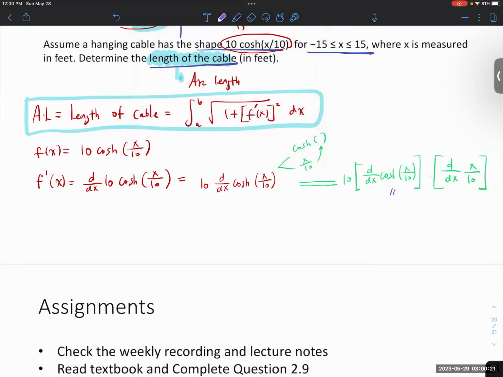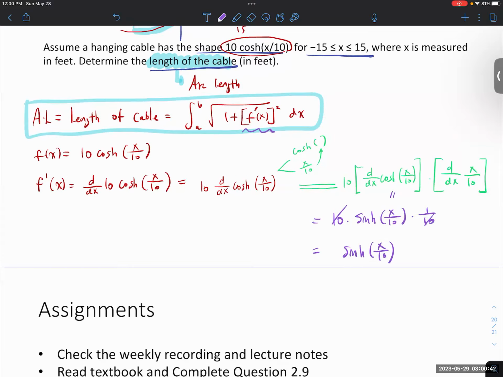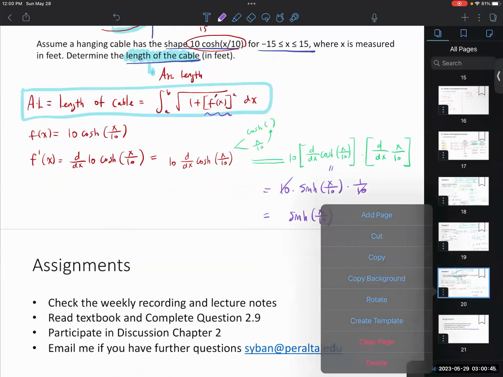So if you work this, we have a 10. The derivative of cosh is sinh, x over 10. The derivative of x over 10 will be 1 over 10. So 10, 10, they cancel. We have sinh x over 10. And then we are not done yet. We have to take the integral. We just found out this part. So I'm going to go down.